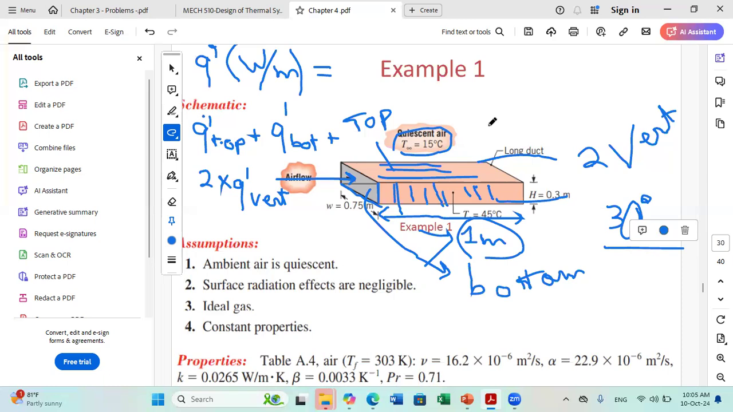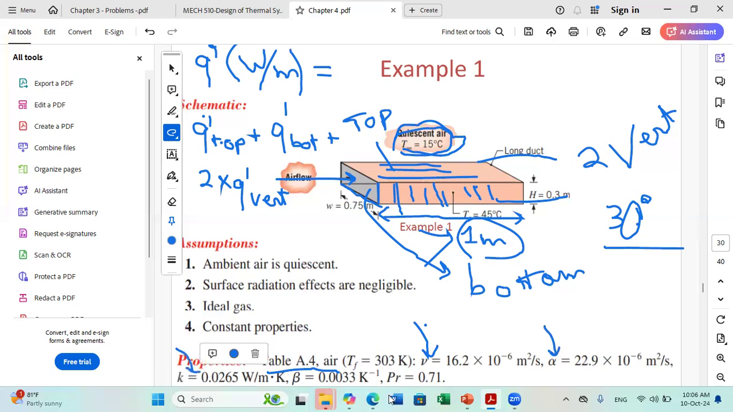My fluid here is air. So I should go to the table. You have tables posted already in the appendix. We'll discuss them together. You go to the table, for example, here you have table A4 for air. This table will give you, for each temperature, all the properties you want. It will give you the kinematic viscosity, the value of alpha, the value of conductivity.